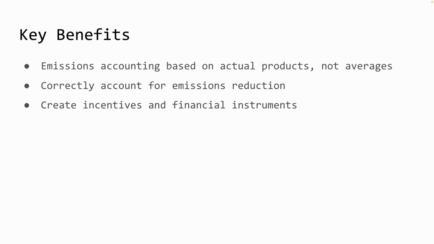And this is important because then you can create incentives and financial instruments for companies to actually reduce their emissions. Otherwise, a company, a building could reduce their emissions, but if its customers are still going to account for its products using some national average, then there's not much benefit to doing so, right?